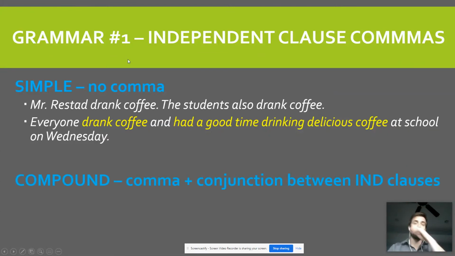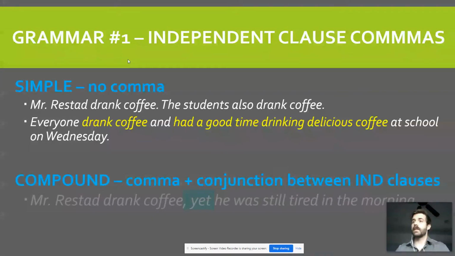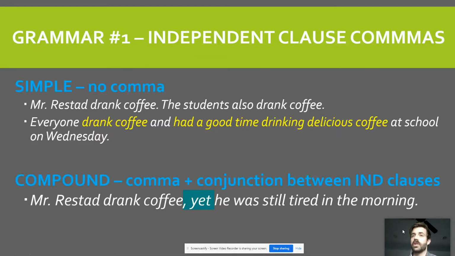Here's an example of 2 independent clauses being joined together with that coordinating conjunction. Mr. Restad drank coffee, yet he was still tired in the morning, right? Mr. Restad drank coffee, he was still tired. 2 separate independent clauses, join them together with that comma and the coordinating conjunction.